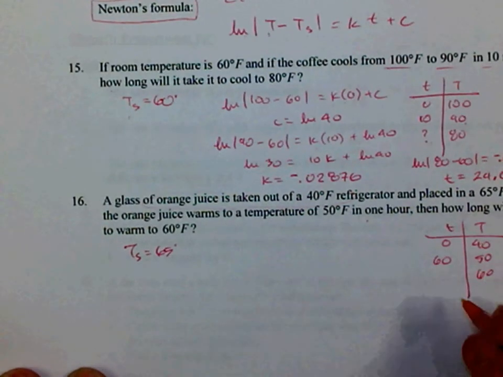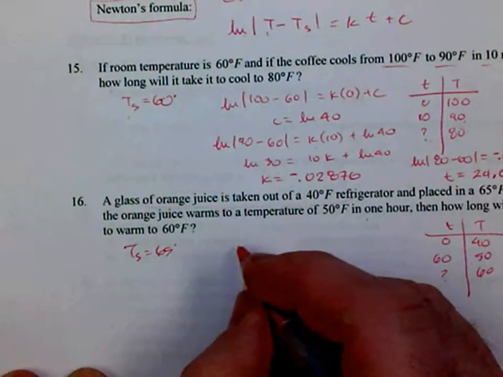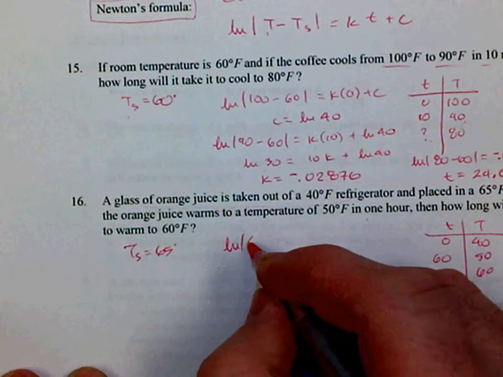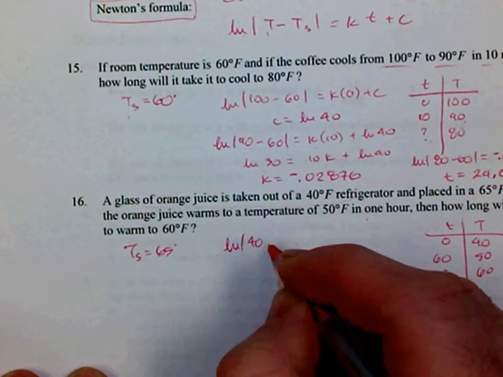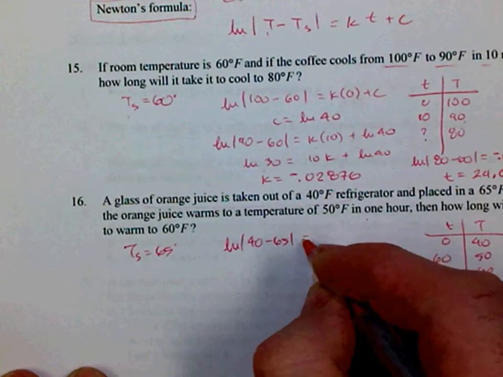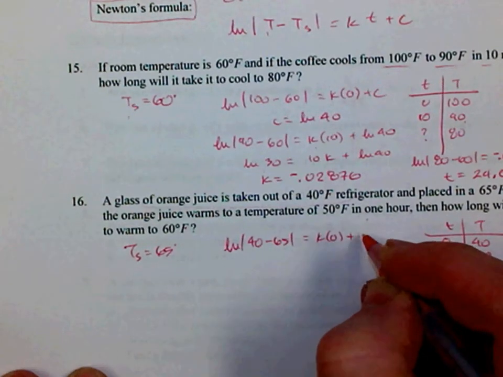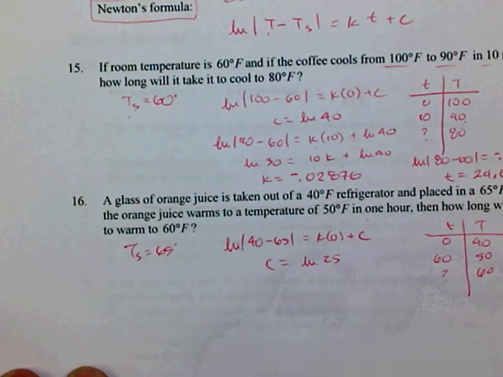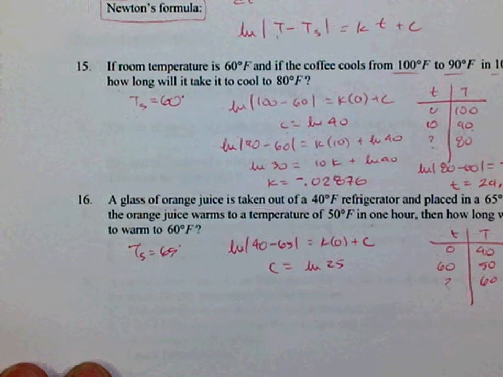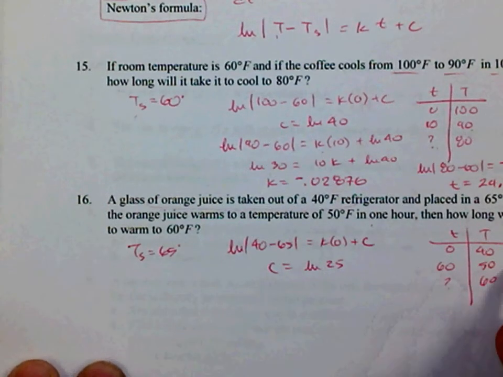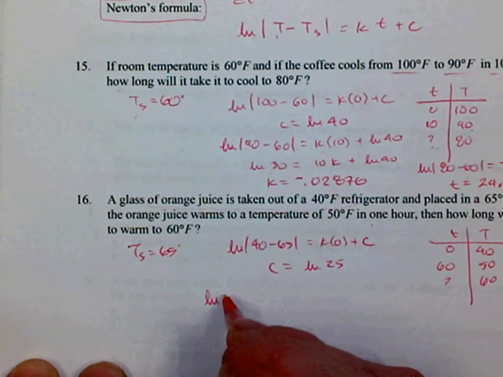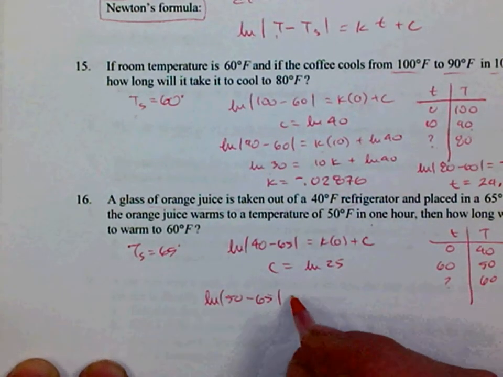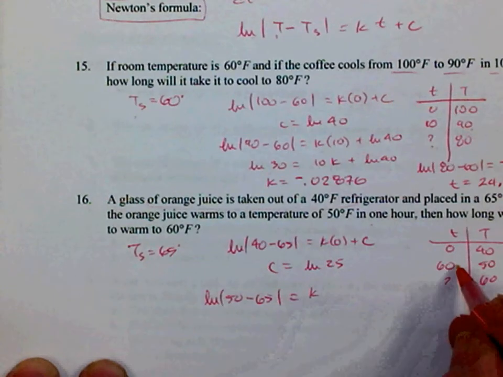Same steps we did last time. We'll start with that initial condition, and that is the natural log of 40 minus 65 is going to equal K times 0 plus C. Solving for C, we'll get the natural log of 25, capture the value of that. Next, we'll use the next piece of information, which will be the natural log of, now we're at 50 degrees, surrounding temperature of still 65, equals K times 60 minutes plus the natural log of 25.